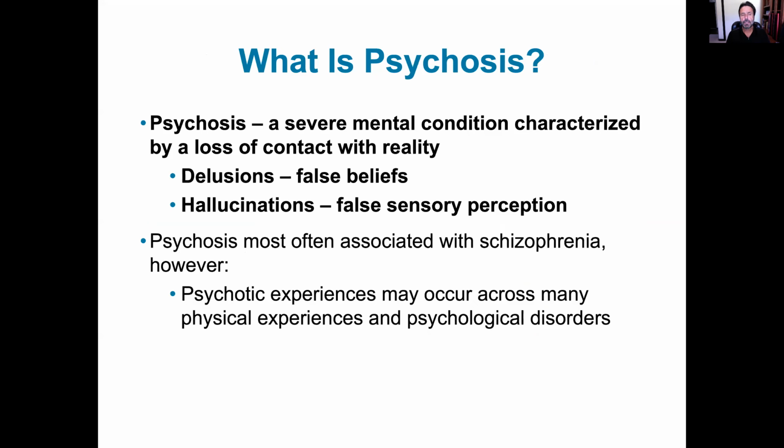So basically, psychosis is defined by our textbook as a severe mental condition characterized by the loss of contact with reality. Delusions are false beliefs that we have, false thoughts, while hallucinations are false sensory perceptions. So falsely hearing things, falsely seeing things, falsely feeling that we're being touched or hit when we're actually not having that sensory perception.